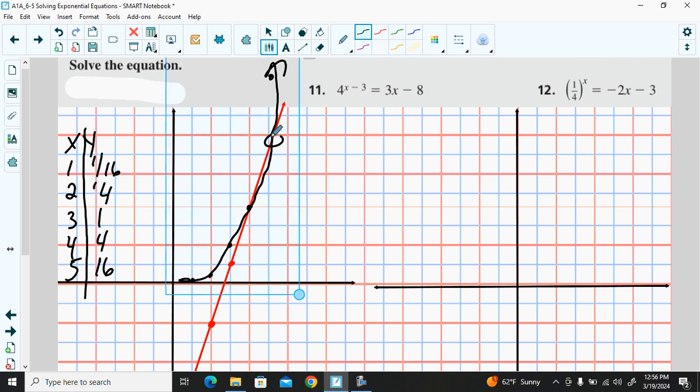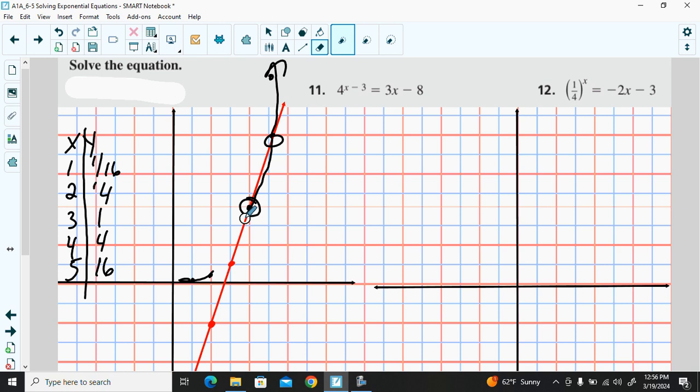But you're going to have 2 intersection points. That's what you're going to have here. So you have 2 solutions. You have a point at 3 and 1. Oops, I messed up there. That's my bad. Because 3 and 1 is here. That's where 3 and 1 is. And you have a point at 4 and 4. So here are your solutions.